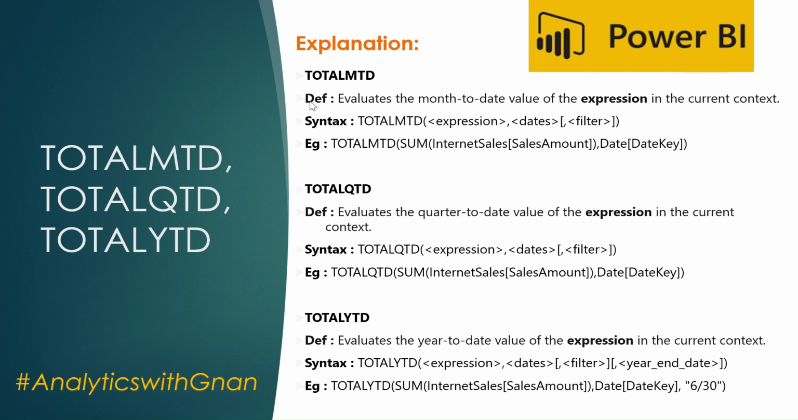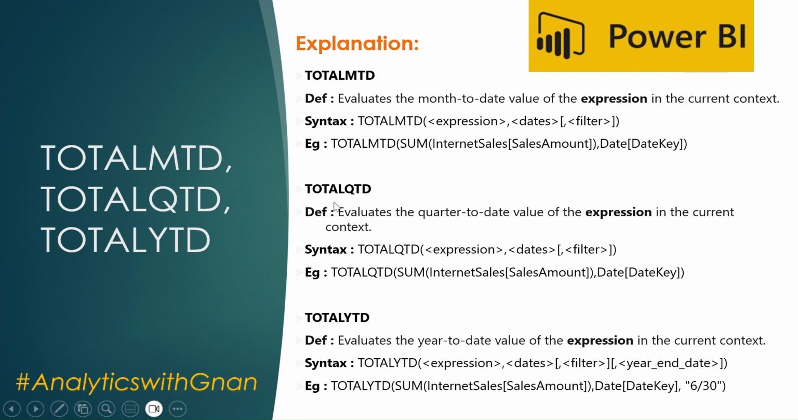First, TOTALMTD. MTD stands for month to date. It evaluates the month to date value of the expression in the current context, which means it evaluates the expression from the first of the month till the date you passed as the argument in the syntax. For example, if you take the sum of sales, it will take the data from the first of that month till the date. It will calculate and give you the result set. That is TOTALMTD. Similarly, TOTALQTD.